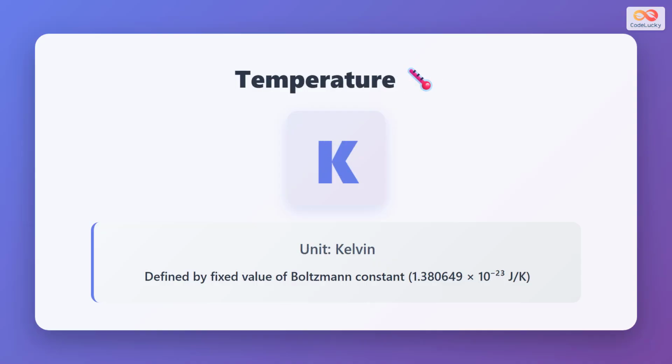The fifth base unit is the Kelvin, symbol K, which measures thermodynamic temperature. The Kelvin is defined by the fixed value of the Boltzmann constant, which is 1.380649 times 10 to the power of -23 joules per Kelvin. Unlike Celsius or Fahrenheit, the Kelvin scale starts at absolute zero, the coldest possible temperature.